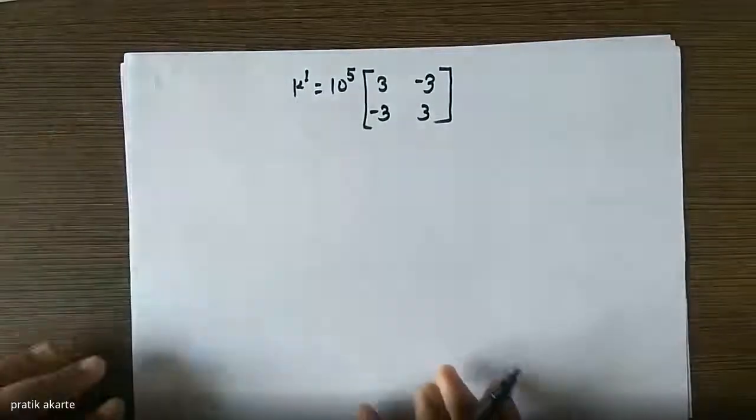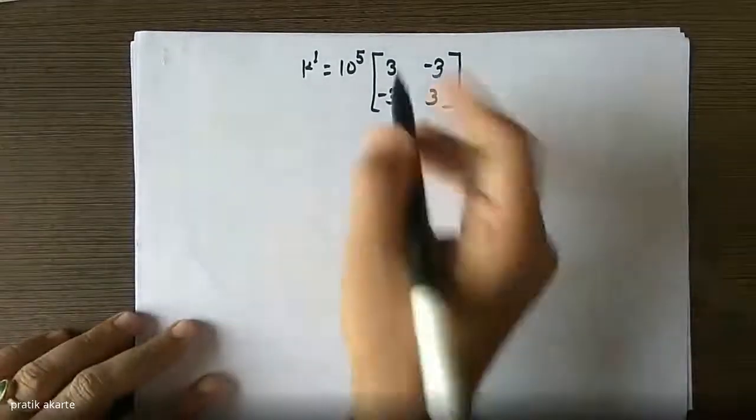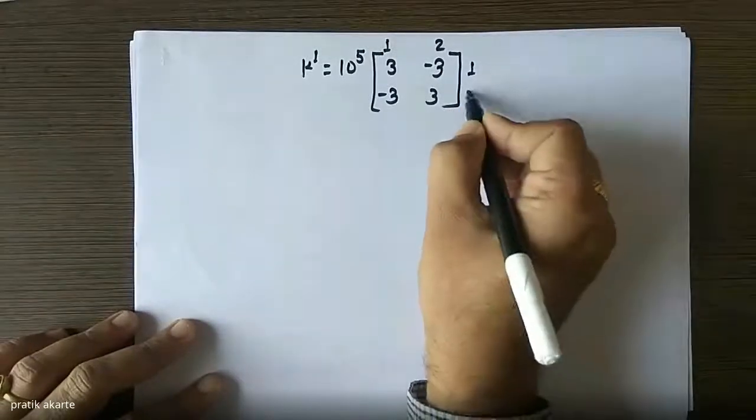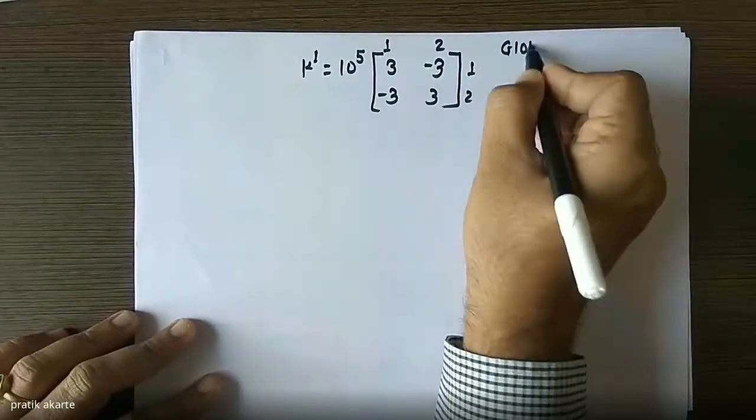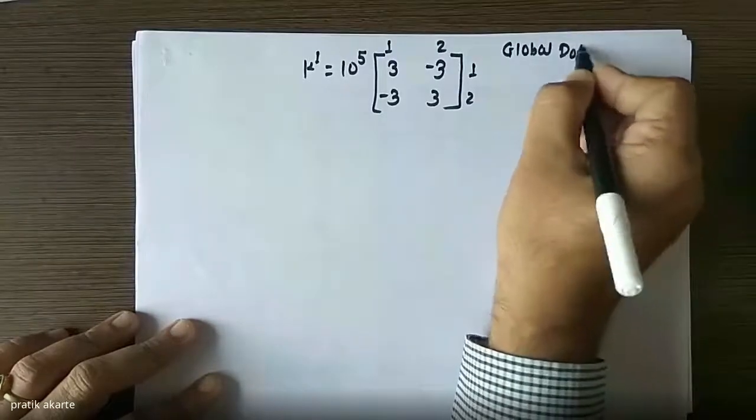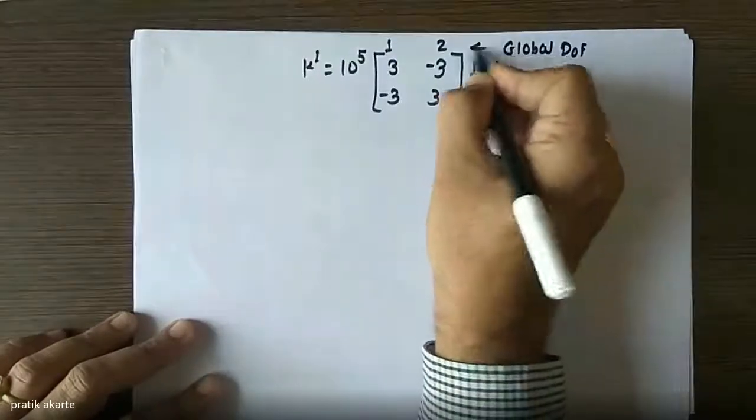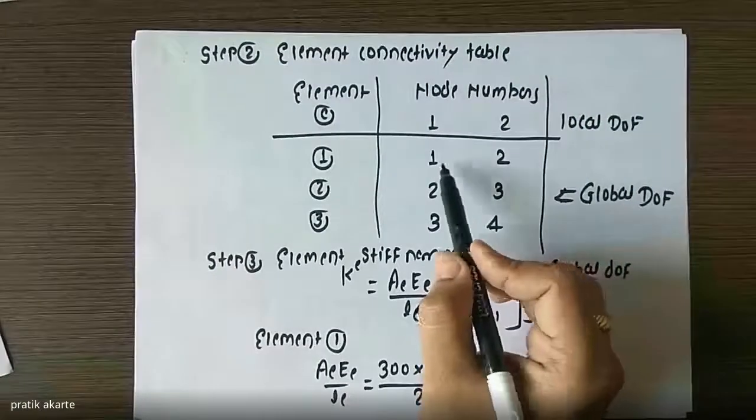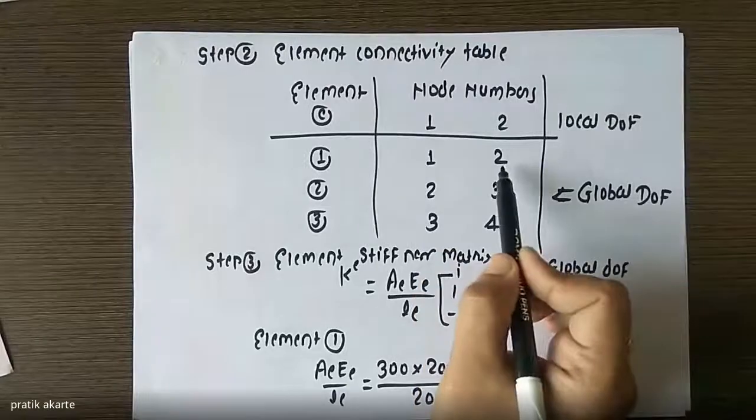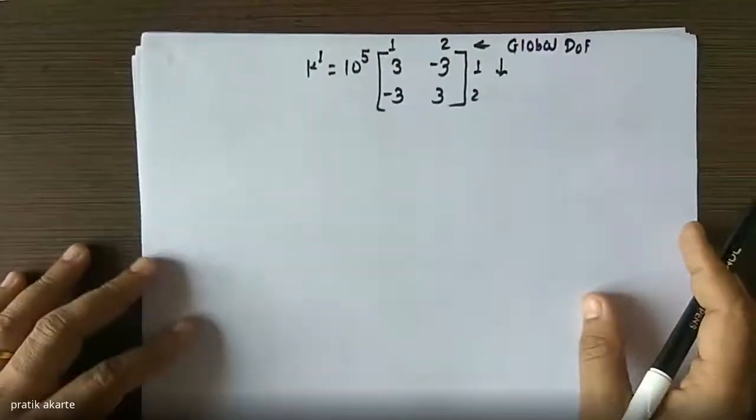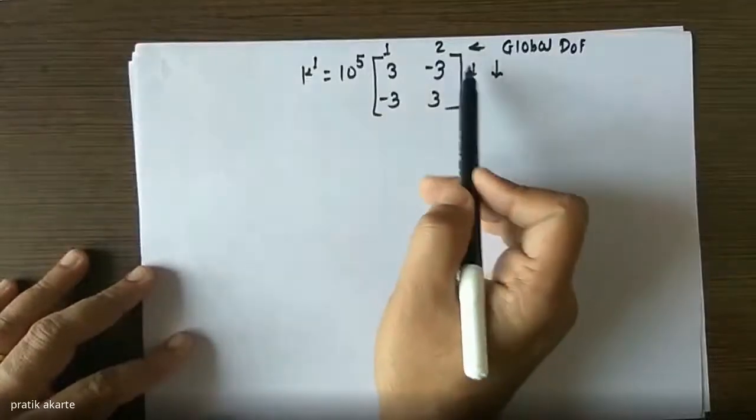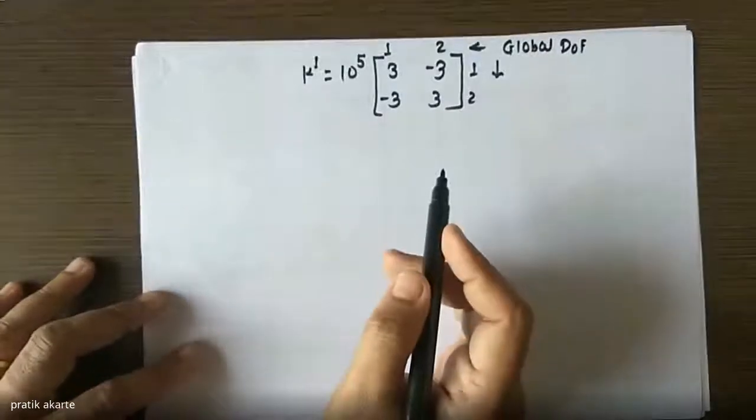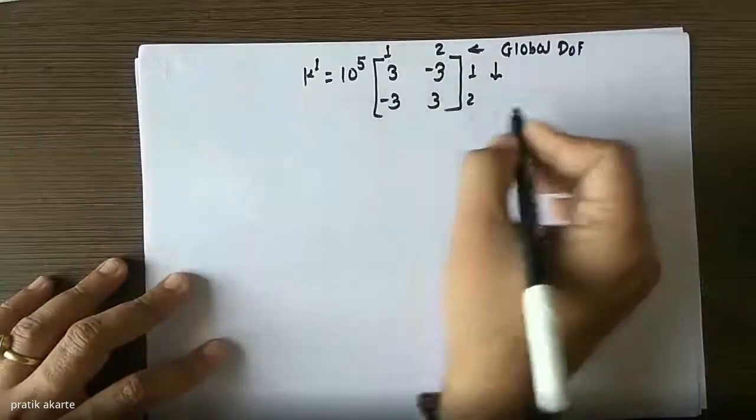Now look carefully. We'll be writing 1, 2, 1, 2. So these are the global degrees of freedom. From where are we writing? From our element connectivity table. The node numbers at global level are 1, 2. So we'll be writing it as first row, first column, second row, second column. Okay, so this is our first element stiffness matrix.